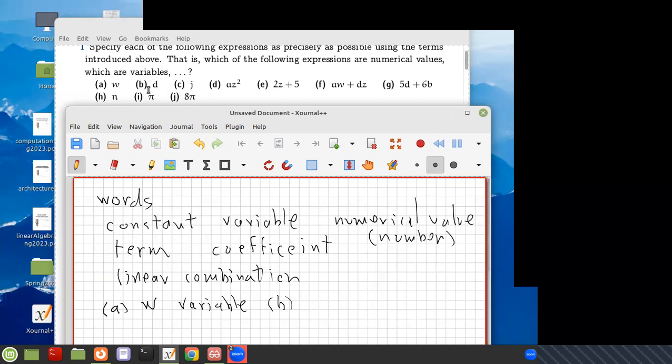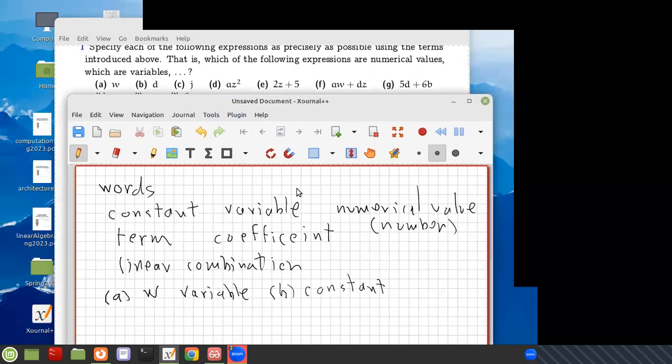And then what about B? What's that? Do the same thing, choose a word and then raise your hand. Well, of course, that's a constant. This is the default. We could choose these to be something else, but it's a constant. And then what about, this is a harder one, what about E?